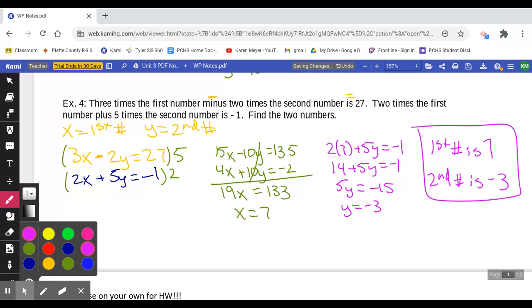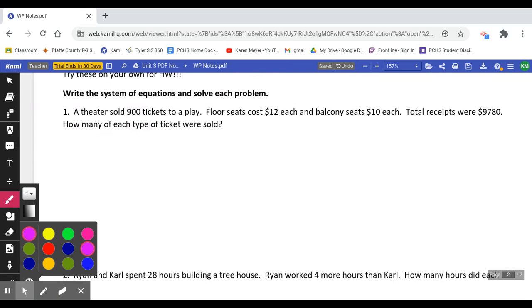Okay, on the back of the notes, these are the ones that I want you to try on your own for your assignment, and we will talk about them when I see you next.